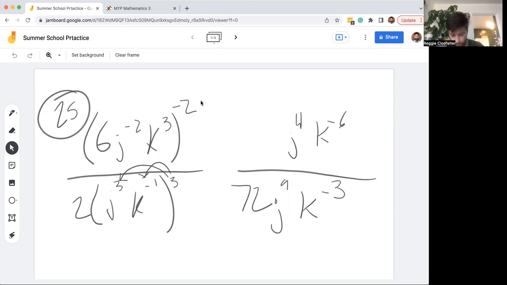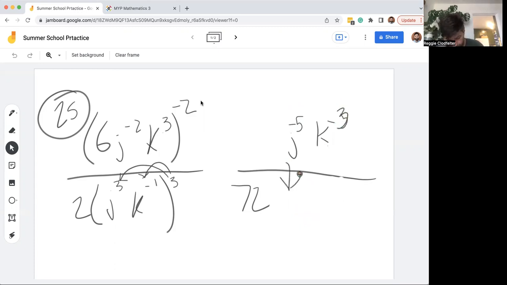Now I'm going to use quotient rule. 4 minus 9 is negative 5. So I have j to the negative 5th. And then negative 6 minus negative 3 is negative 3. So I actually have k to the negative 3rd. And then I've got some negative exponents.